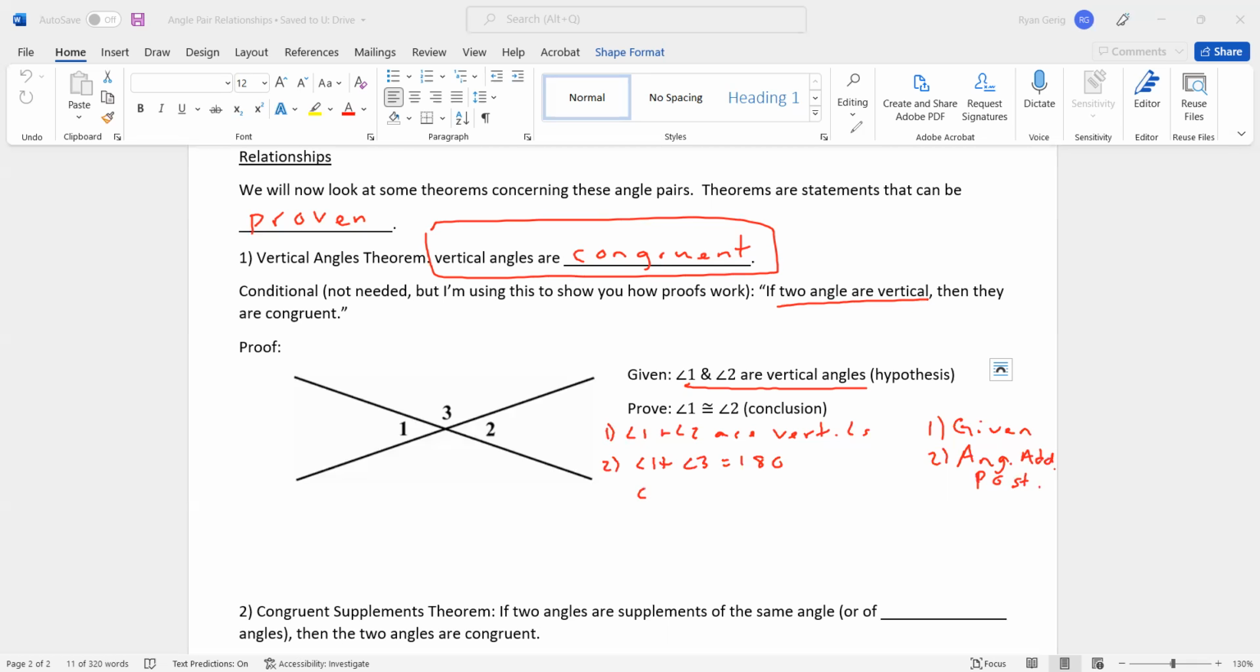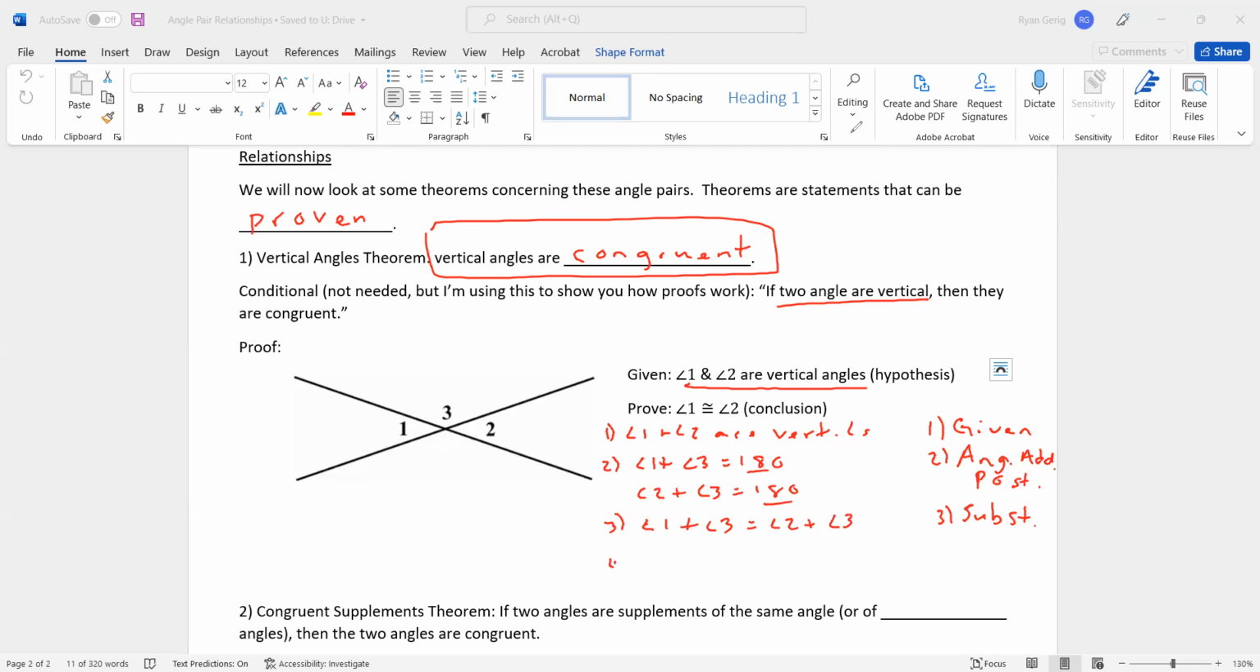But I could also say that angle 2 plus angle 3 adds up to 180 because of the same thing. So I'm going to leave those both as statement 2. Statement 3 then, well, if they're both equal to 180, aren't they equal to each other? So angle 1 plus angle 3 equals angle 2 plus angle 3. The reason I could do that is substitution. I substituted, since 180 equals angle 1 plus angle 3, I replaced 180 with angle 1 plus angle 3. You could also argue this is the transitive property, but we'll go with substitution.